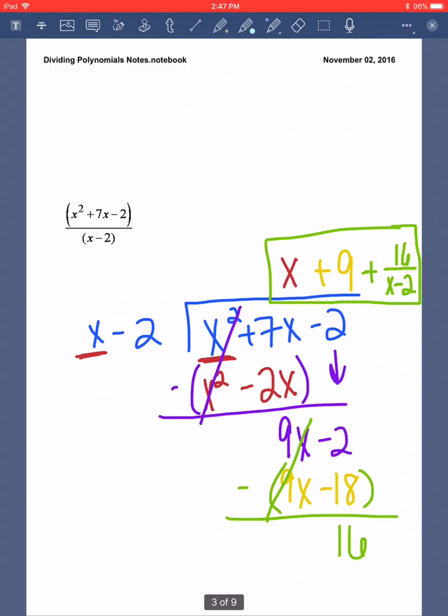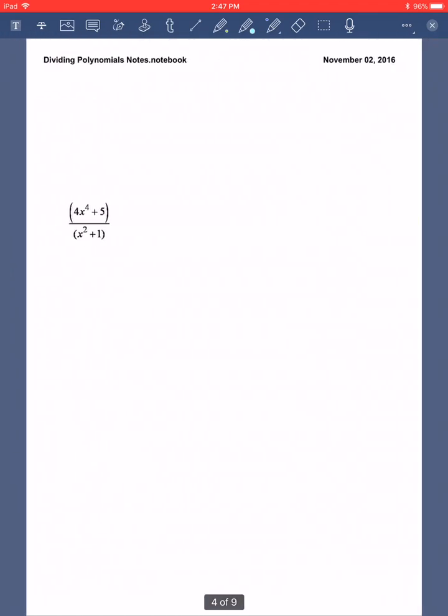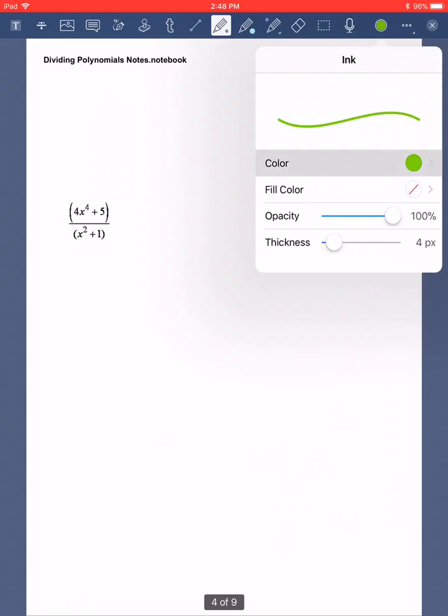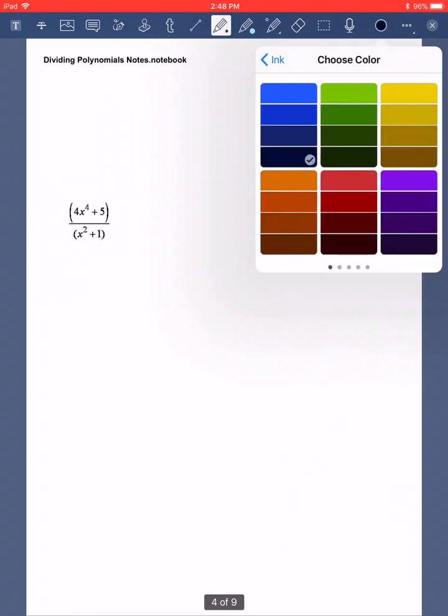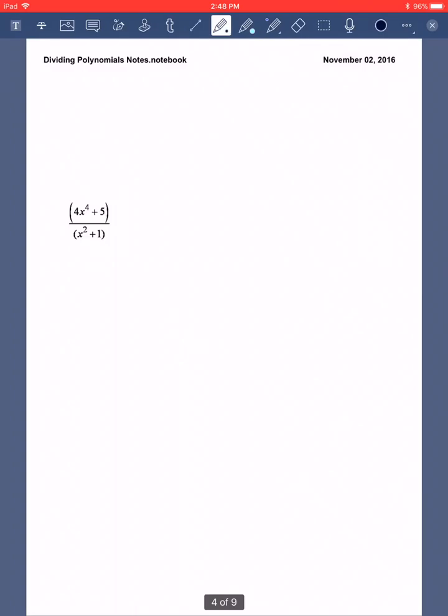So the process is very, very similar to just normal long division. Doing another, I have 4x to the fourth plus 5 divided by x squared plus 1. This one we need to be very, very careful with. When you go to fill in your division box, you cannot skip any exponents. So I'm starting off with 4x to the fourth, but now I don't have an x to the cube, so I have to put in a placeholder for that.